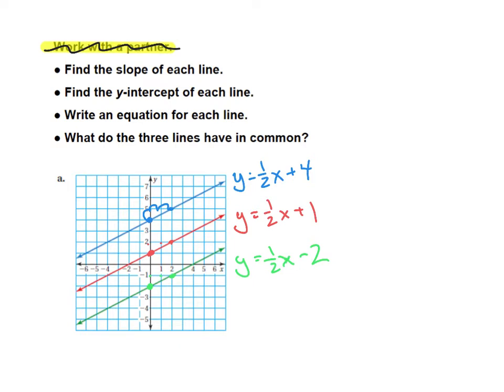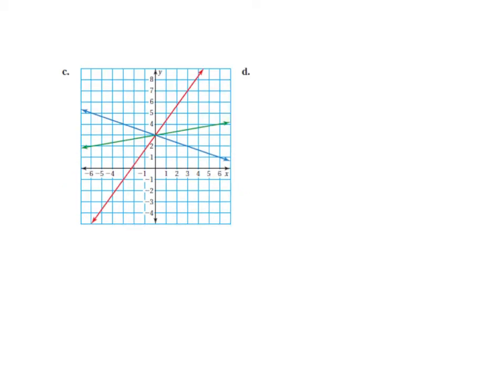So I found the slope of each line, the y-intercept, and I wrote an equation. What do all three lines have in common? Hopefully you're noticing that all three lines have the same slope, which, if you remember back to previous lessons, means they are parallel. Let's do the same thing here. We're going to find the slope, the y-intercept, and then write an equation and see what they all have in common. Let's start with the red line.